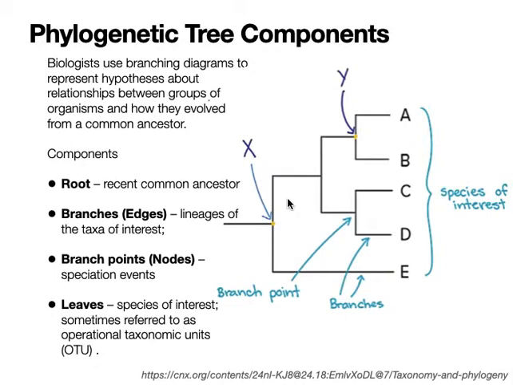Okay? So if we are going to examine the tree, here the root, which is the line here, is the most recent common ancestor, usually the line. Okay? Branches or the edges are the lineages or the taxa of interest. So for example, this is a branch, this one's another, this one, and so on. Okay? The branch points, which X is an example of, are the speciation events. So usually, these are annotated with the characteristics that have caused the speciation to take place. While the leaves are the species of interest, in this case, A, B, C, D, and E.